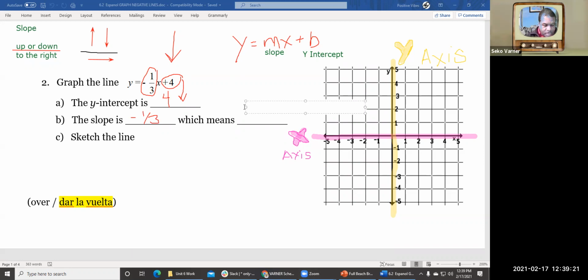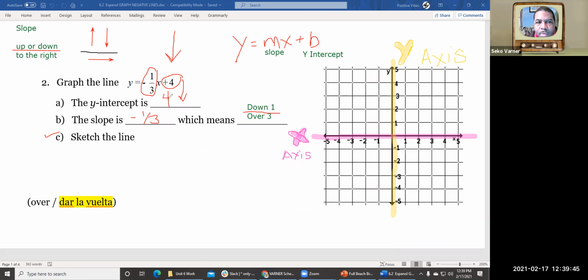We're going to go down 1/3. We're going to go down 1 and over 3. That's what it means. Remember, it's a fraction. Down 1 and over 3. And then we need to sketch the line, right? So let's go ahead and do it.